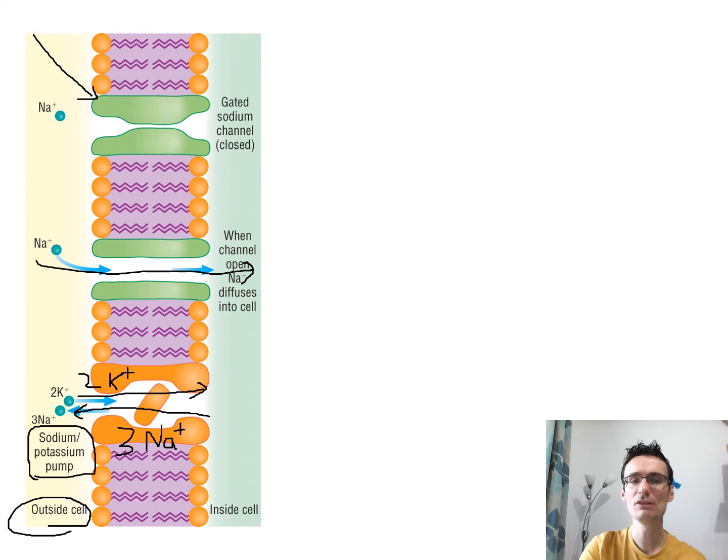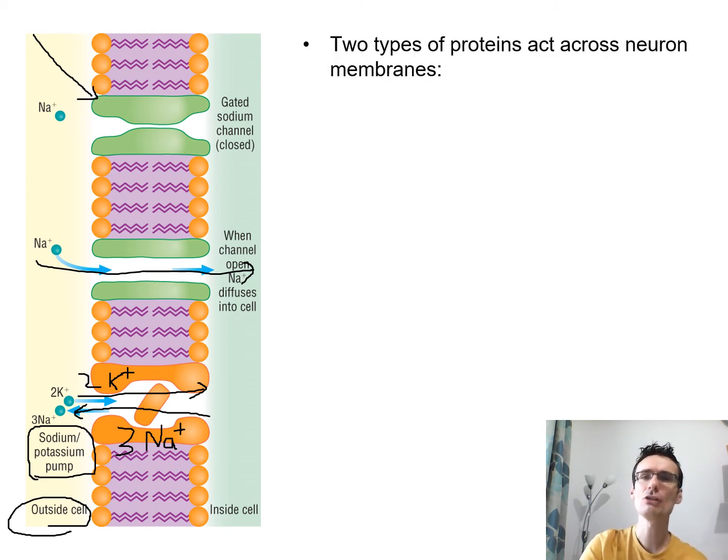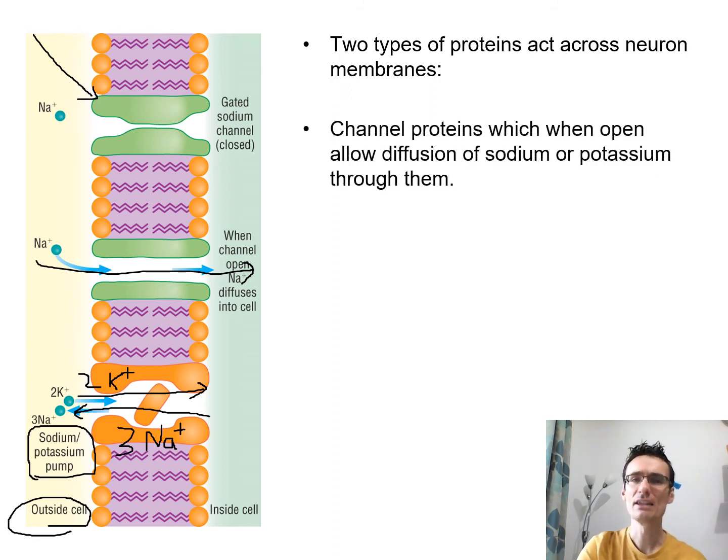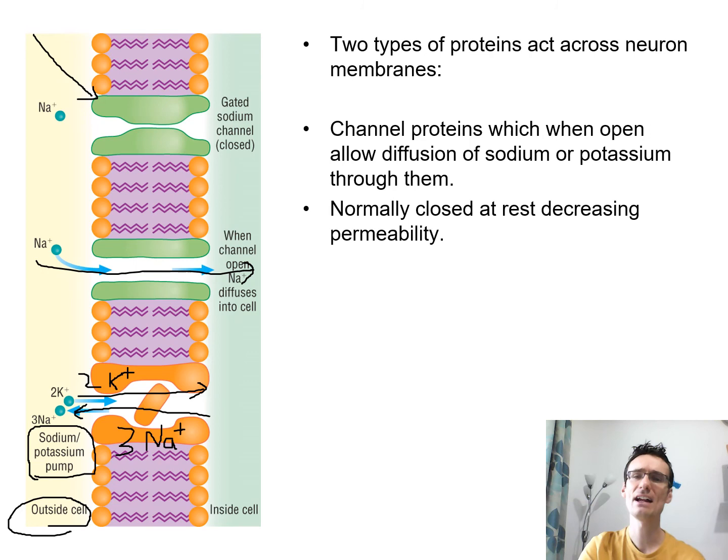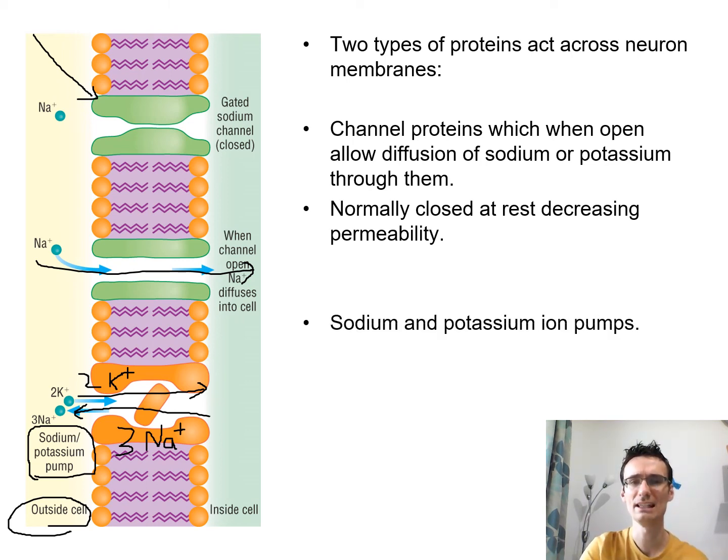So let's have a look at the actual way this works. Basically there are 2 types of proteins that act across the membrane of the axon. There are channel proteins that open, which allow the rapid diffusion of sodium or potassium through them, and at rest they are closed, and that is quite important. So that decreases the permeability. They do leak, so some will move across, but they are closed as a whole, so it stops the majority of the water going through. Think about a lock on a canal. It stops most of the water going through, but a little bit will constantly leak through.